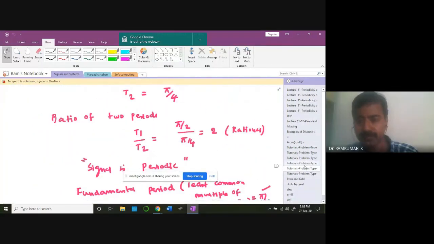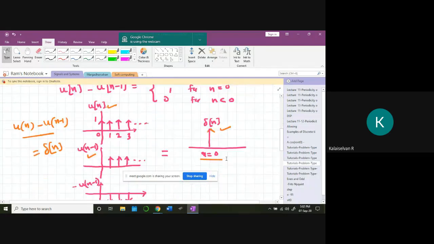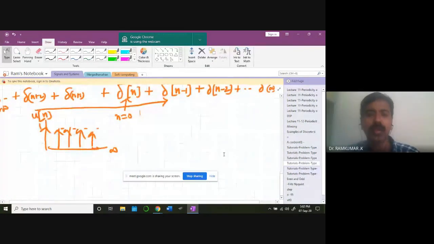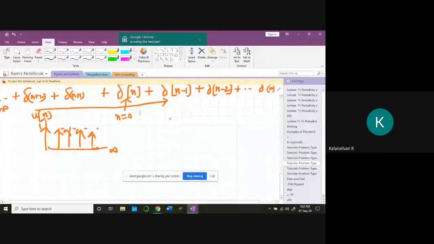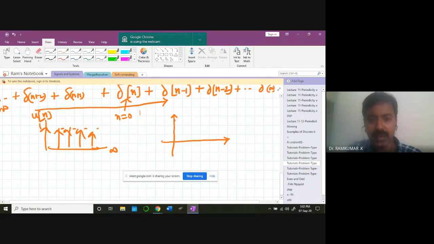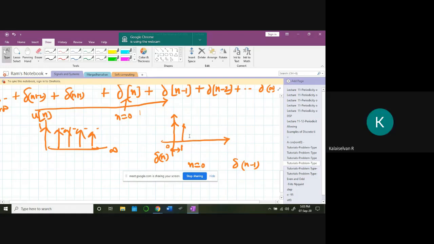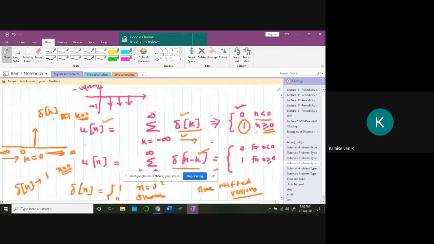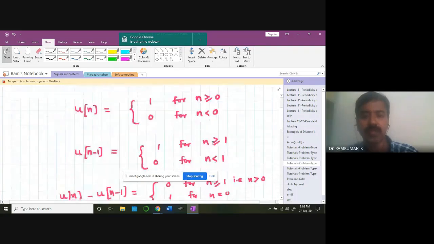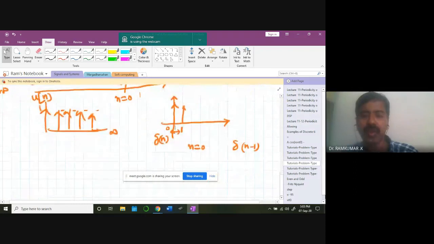Sir, any example you can show for discrete shifting? How to shift discrete signals? Examples, I already told you. See here, it's more like this. This is delta n for n equal to 0. Delta n minus 1 is more like this. Understand? Sir, like any sampled signal, how do we shift it? Yeah, I'll take some examples and show it. That is one thing we'll do.